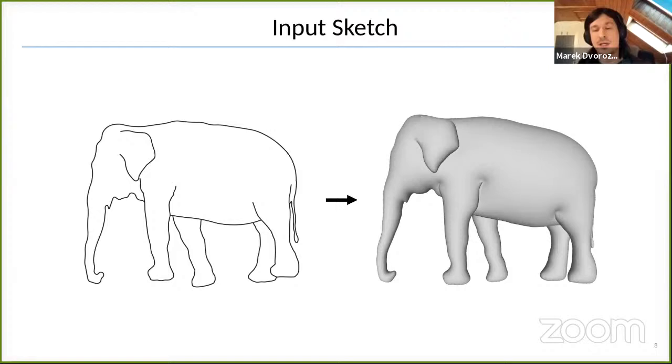Okay, so now let's have a closer look at how this works. Now let's suppose that we want to create a model of an elephant like this. We assume that the output model is round and that it may be composed of several parts that are smoothly connected together. We actually let the user do this decomposition into parts, but from the user's point of view, this is a really simple task.